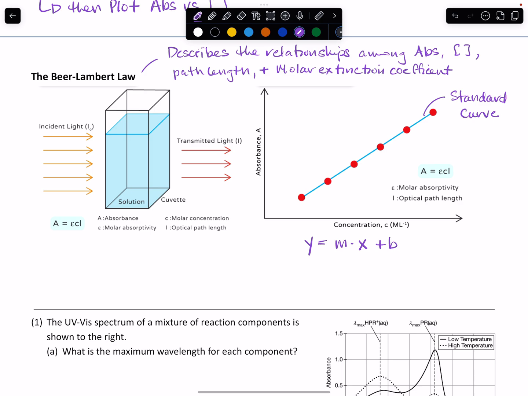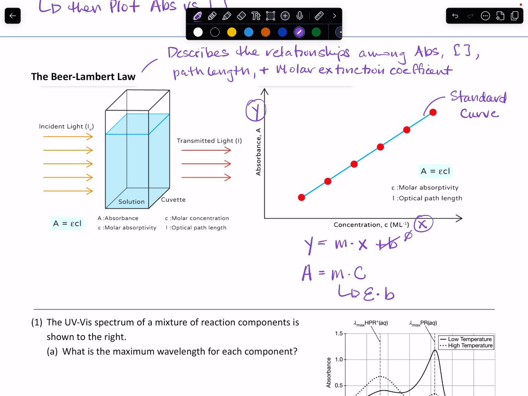All right. Now the y-intercept, if you think about it, if you have zero concentration, you should have zero absorbance. So the y-intercept should be zero. Now, the absorbance for us is on the y-axis, the slope, and then the concentration is on the x-axis. So we get a formula for our line that looks something like this. Absorbance equals the slope times the concentration. So then the question becomes, well, what is the slope? Well, the slope is going to be equal to that molar extinction coefficient times the path length.